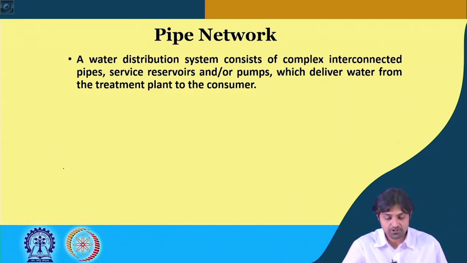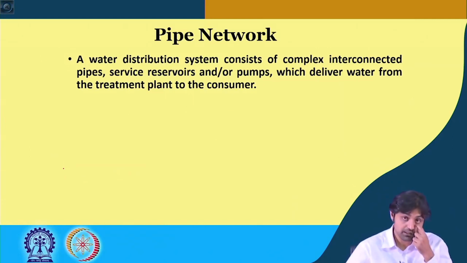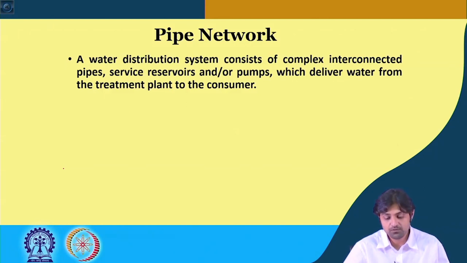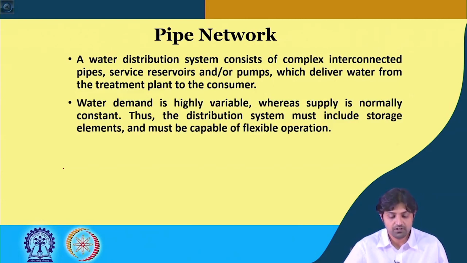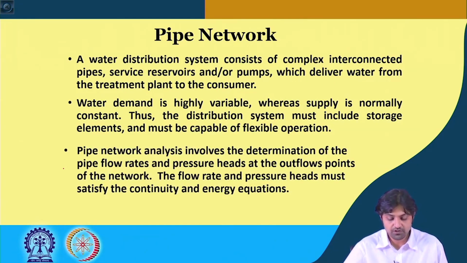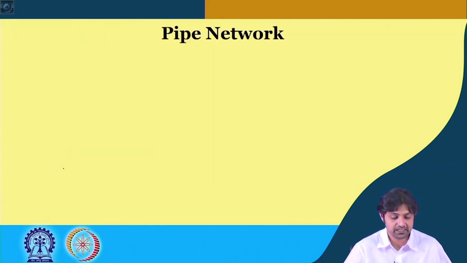A water distribution system consists of complex interconnected pipes, service reservoirs and or pumps which deliver water from the treatment plant to the consumer. The water demand is highly variable, whereas supply is normally constant. Thus, the distribution system must include storage elements and must be capable of flexible operation. Pipe network analysis involves the determination of pipe flow rates and pressure heads at the outflow points of the network. The flow rate and pressure heads must satisfy the continuity and the energy equation. That is very true, as I told you in the last slide.